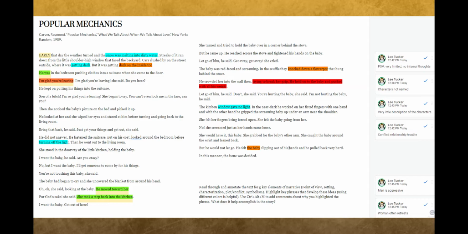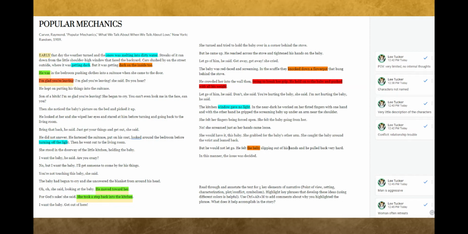So I use this story as an example. It's Popular Mechanics by Raymond Carver. And what I did is I just went through and highlighted places where I noticed setting, character, point of view, anything like that. And then I made some comments out to the side. So I noticed the point of view is very limited. It doesn't give us any internal thoughts. The characters aren't named. There's very little description of them.